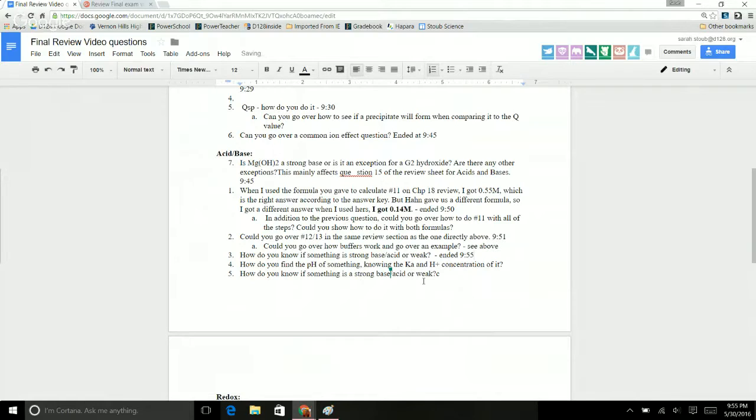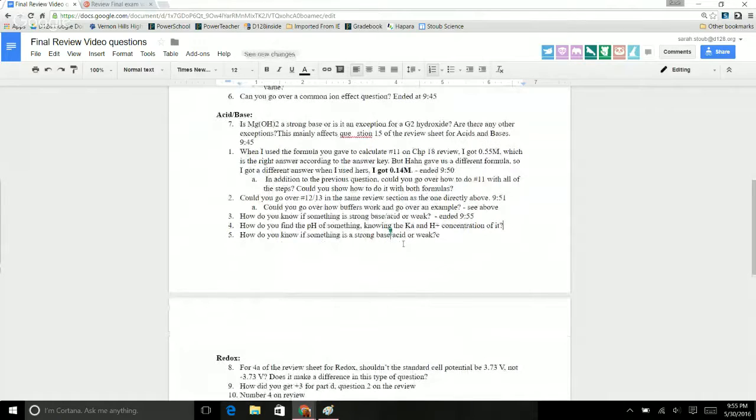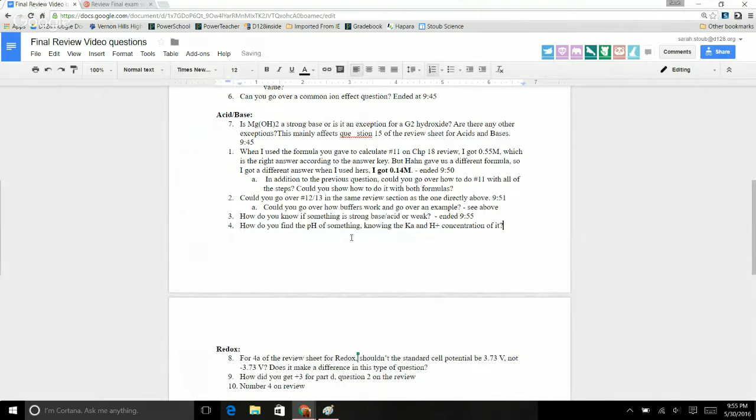How do you find the pH of something knowing the Ka and H plus concentration? I'm taking this one. How do you find the pH of something knowing the Ka and H plus concentration of it? Okay. It seems to me like if you know the H plus of something, then you could calculate the pH, just do the negative log. But I don't think that's what this problem is going at. This person is asking, if you have an acid, what would be the pH of it? I think you're looking for a more complex problem.